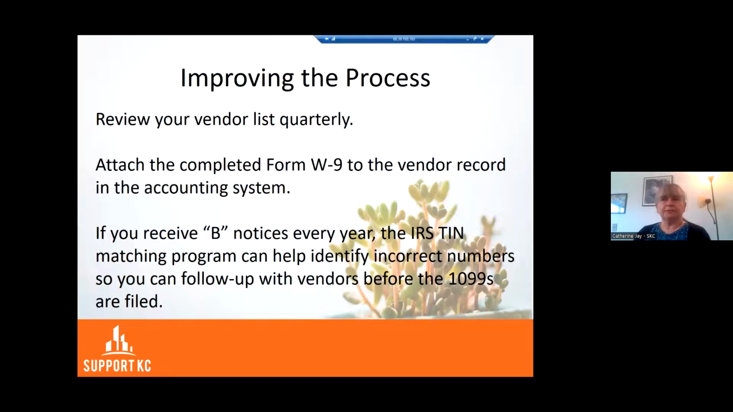Attaching a completed Form W-9 to the vendor record in the accounting system will keep the information all in one place, so that when you're running your vendor list, you can see right there in the system, you have that W-9.